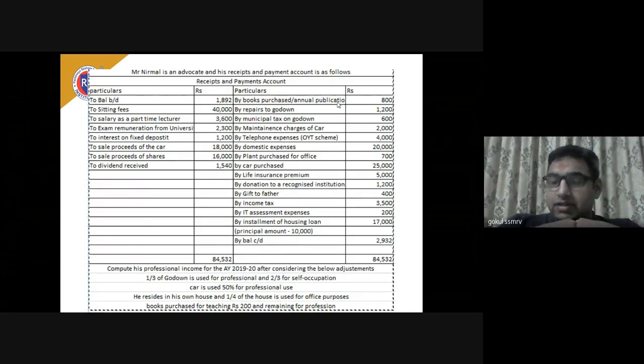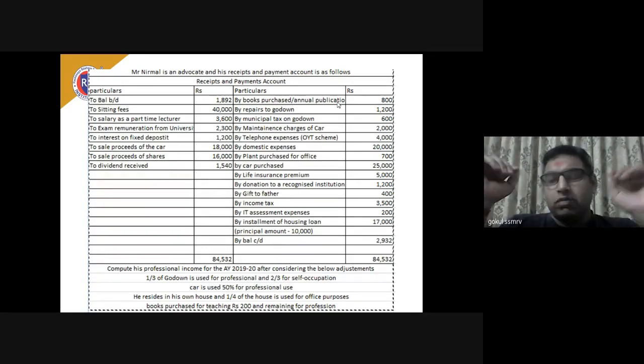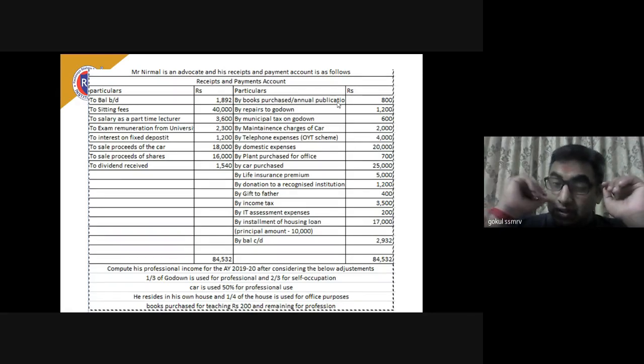Telephone expenses under the Own Your Telephone scheme. No adjustment is given here, so we assume that it is for his professional use. So you can reduce it from his professional expense. Domestic expenses, 20,000 rupees, definitely not part of his professional expense. You cannot consider that. Plant purchased for office. Plant purchase for office is 700 rupees, so that you can consider it.